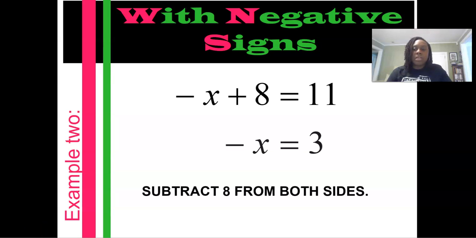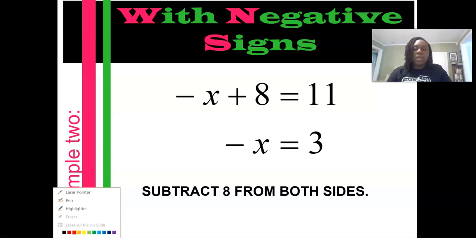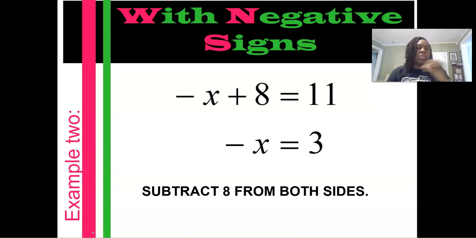And here's another example of a negative sign in front of the variable. Again, we're going to take it one step at a time, going through the steps that we normally use when we're solving equations. So here we have negative x plus 8 equals 11.